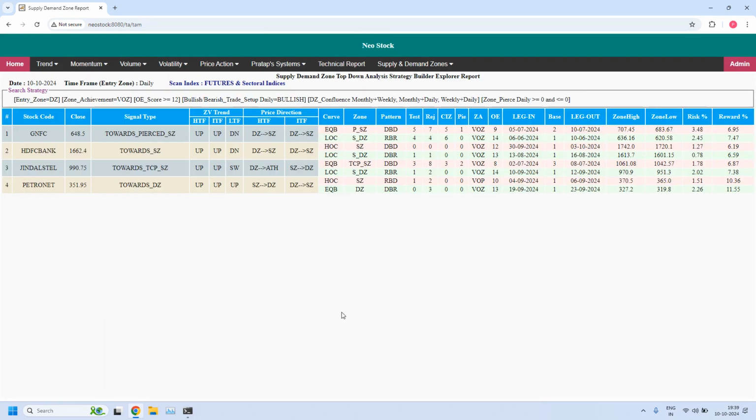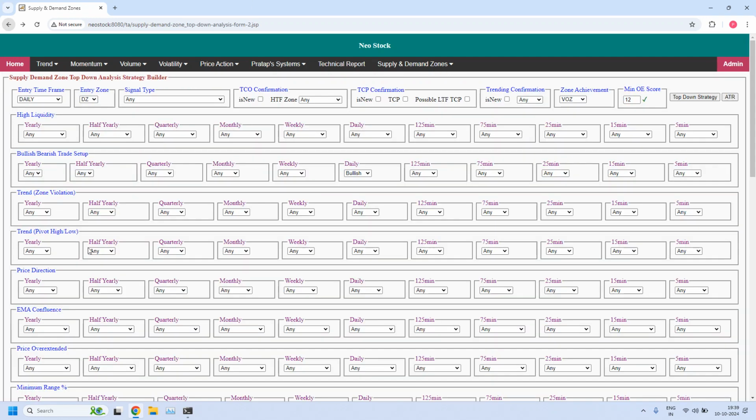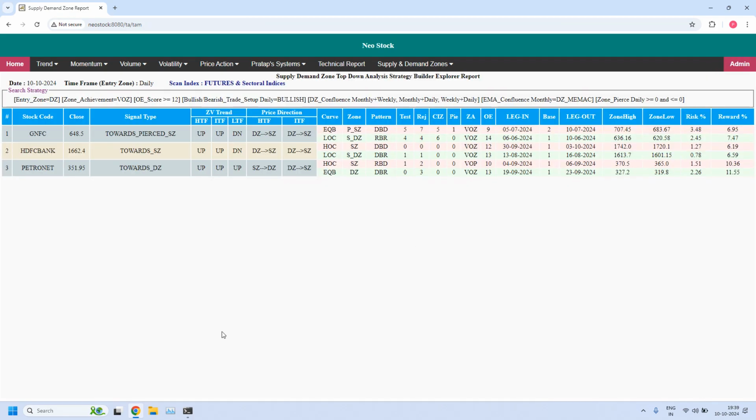We got 4 stocks. In all these 4 stocks, the daily zone is part of weekly, and both daily and weekly together are again part of the monthly. That means all are in monthly zone confluence, and monthly trend is up. Let us look for monthly EMA confluence. In monthly time frame, monthly demand zone with monthly EMA confluence, 3 stocks are filtered. All these 3 stocks are high probability setups.